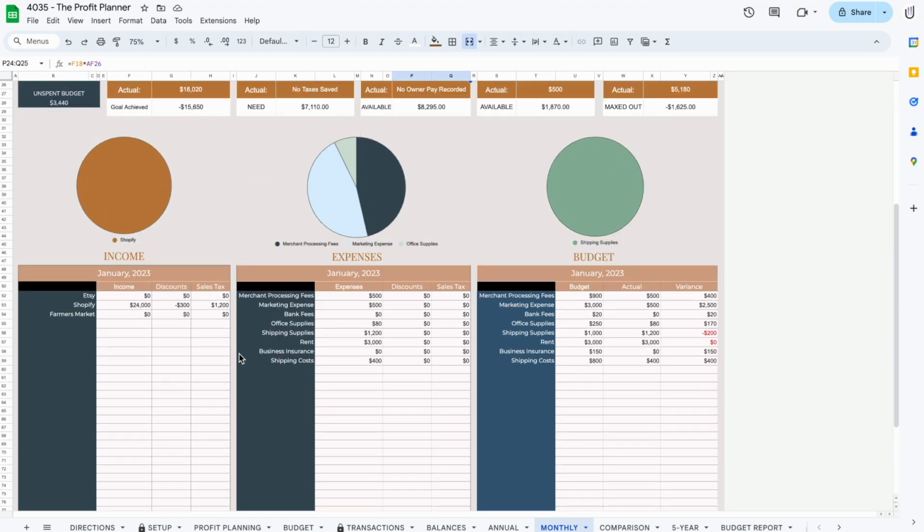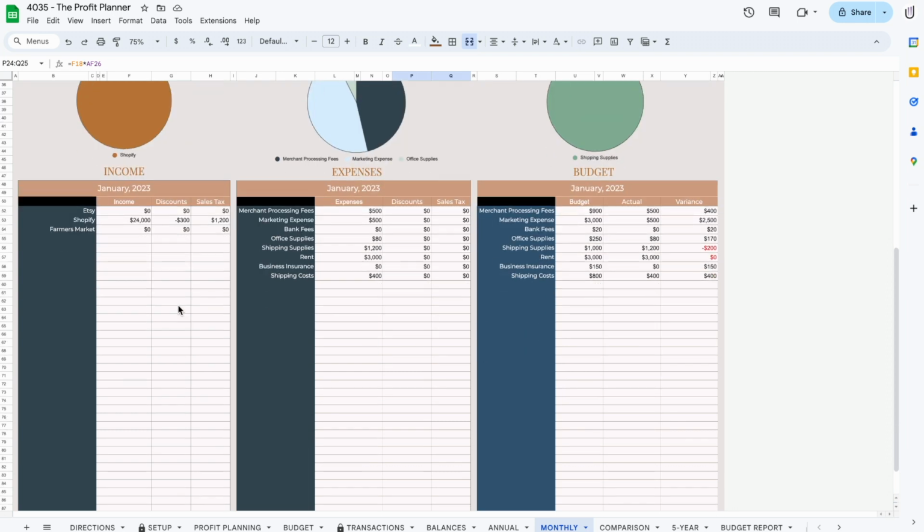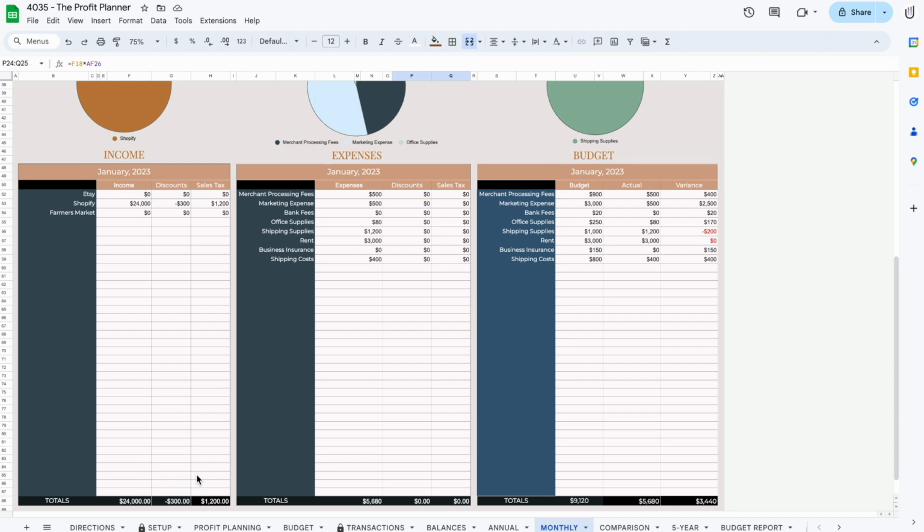Now below, you're going to see all of your income categories, your expense categories, and what your budget was for the month, along with all of the data that goes along with it. So for each of your income categories, you'll see all of the income that you earned from that category. You're going to see all of the discounts that you gave out and how much in sales tax that you've collected. Now, as a reminder, sales tax is not income. So it's very important when you are entering your income that you're separating out your sales tax, because sales tax is a liability. It's funds that you are just holding until you remit it to the state.